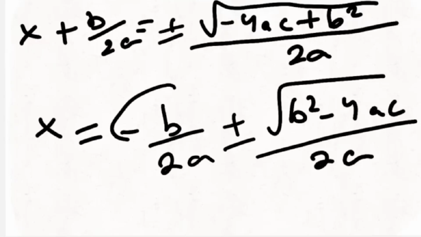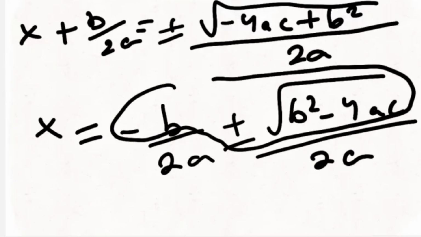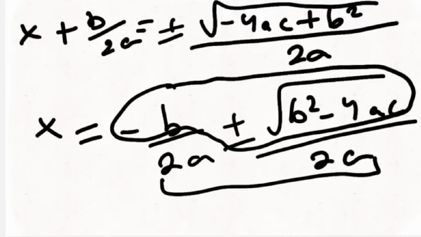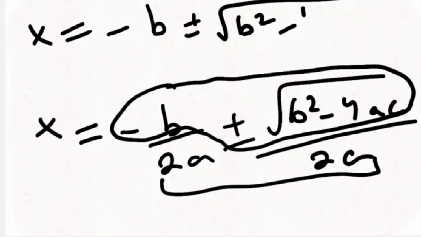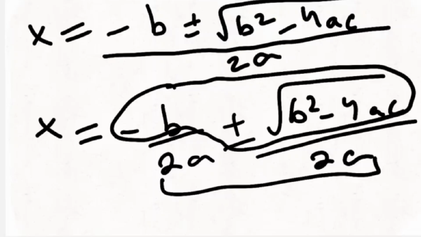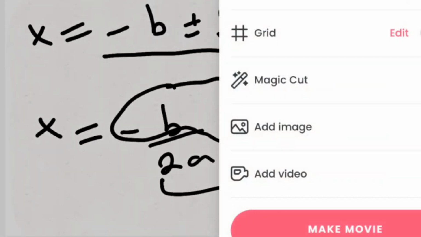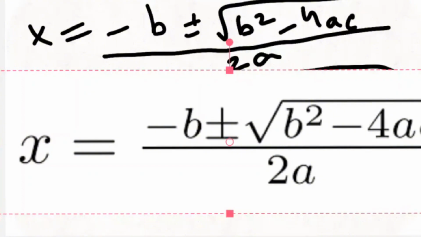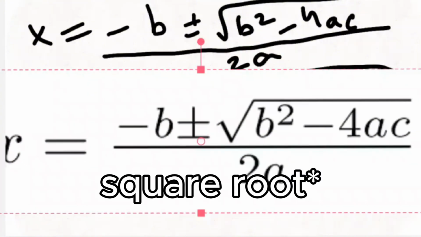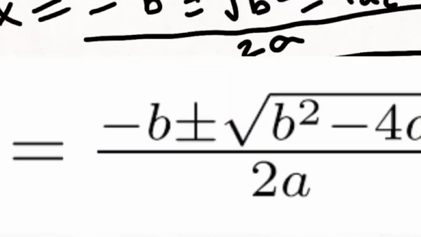This whole thing right here can actually be combined together since we have the same denominator. This makes our final answer x equals negative b plus or minus the square root of b squared minus 4ac, and this whole thing is over 2a. And if we look at our quadratic formula, that is exactly what it was. Negative b plus or minus the square root of b squared minus 4ac over 2a. We got the exact same answer.